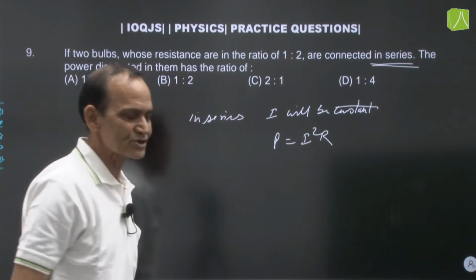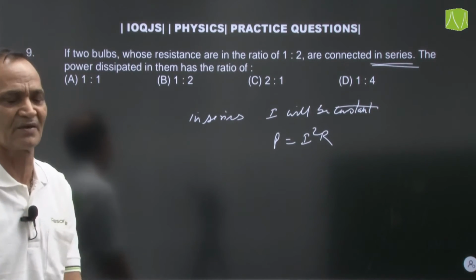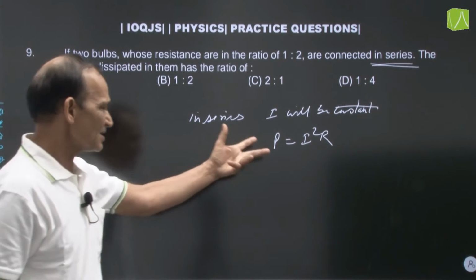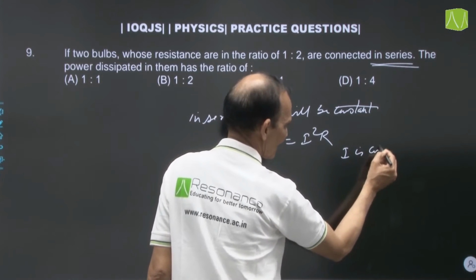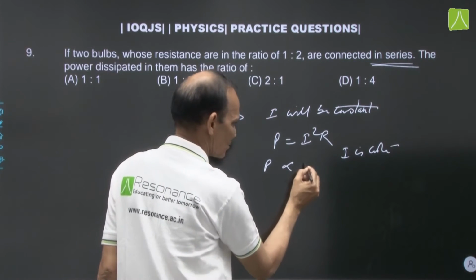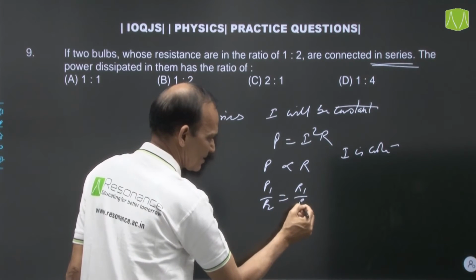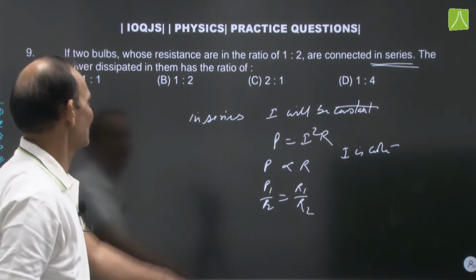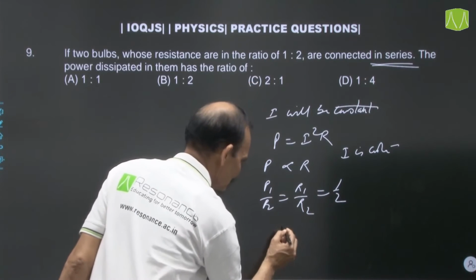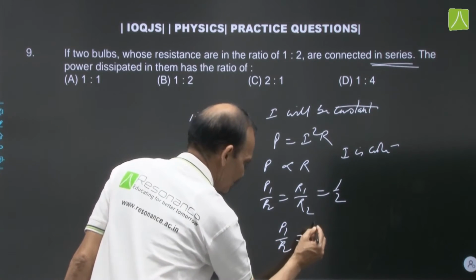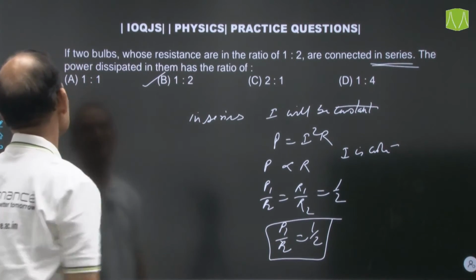Is it clear? We could have used V square upon R also, but at that time we have to calculate the potential difference across each bulb. So it is easy, I is constant, I don't have to calculate it. So I is constant, so we can write P is proportional to R, means P1 upon P2 will be equal to R1 by R2. That is what I have to find. The resistance ratio R1 to R2 is 1:2. It means P1 upon P2 is 1 upon 2. The answer 1:2. Correct option is B.